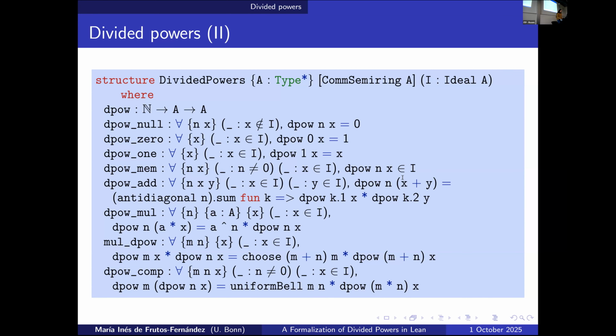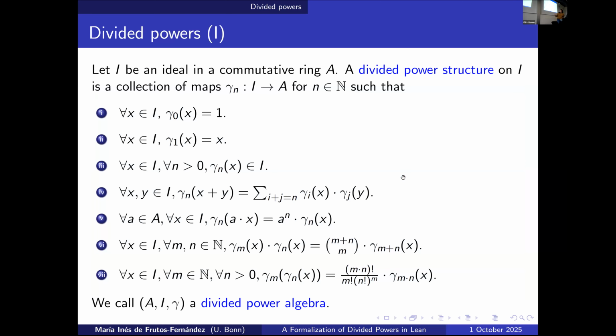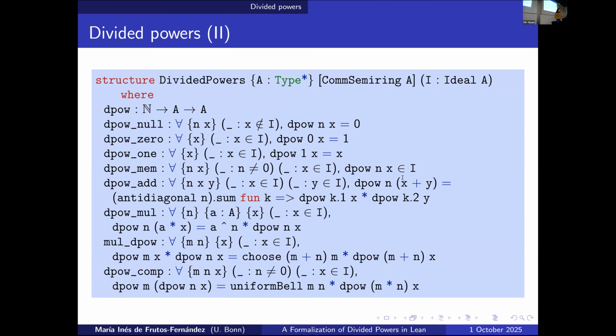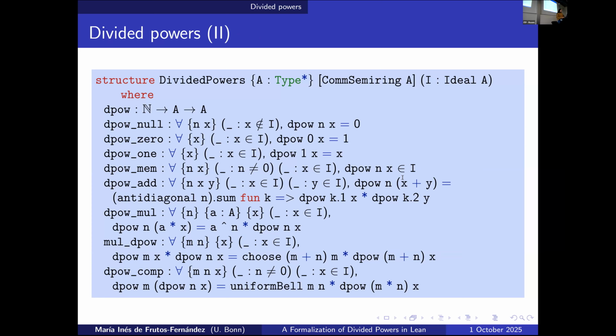Okay, there are a couple more comments. First, in the property that explains how this behaves with respect to the sum, we have this sum over pairs of i and j adding up to n. In Lean, that family is called antidiagonal. So in this divided power add condition, we have the sum over this antidiagonal family.